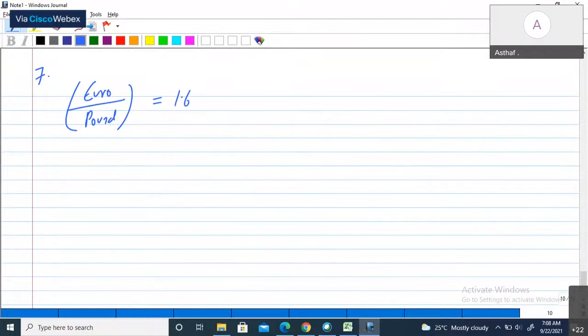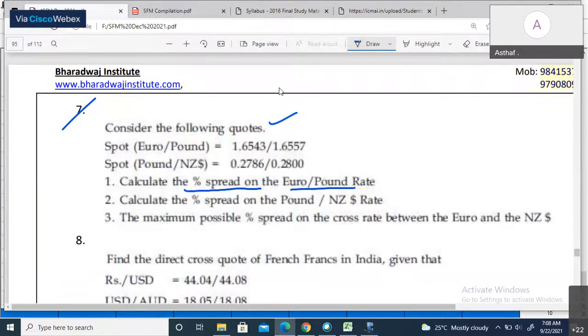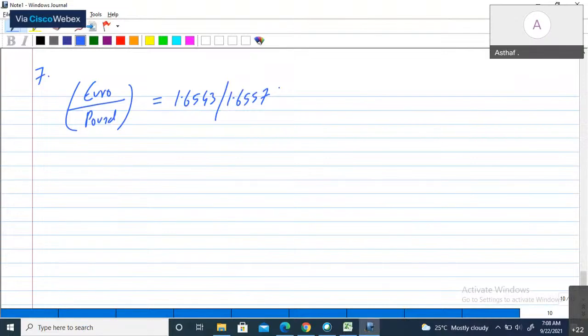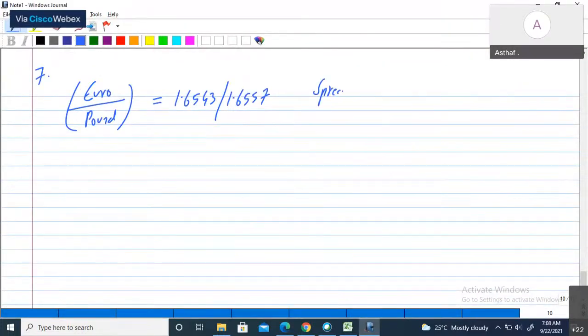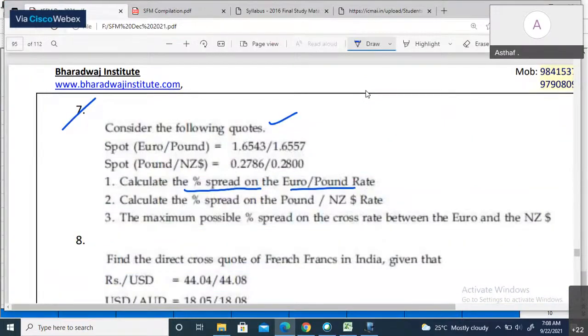1.6543 bar 1.6557. So you go to one rate, euro, and this is one rate. Now the next thing, they were asking the percentage spread. What is the meaning of spread? We have learned the spread means the difference between the bid rate and the ask rate. So what is the difference between the bid rate and the ask rate, my dears?